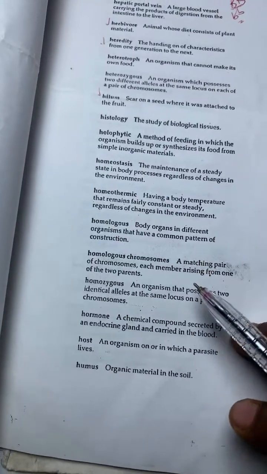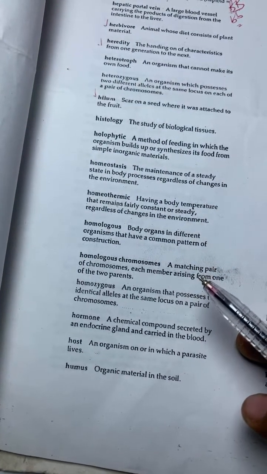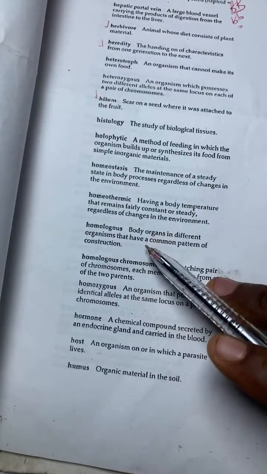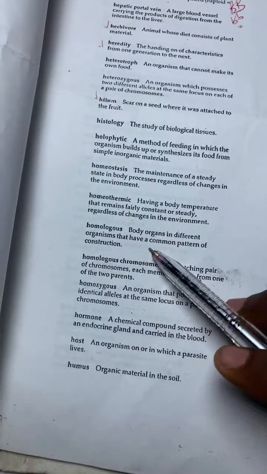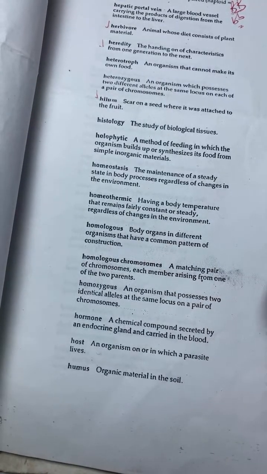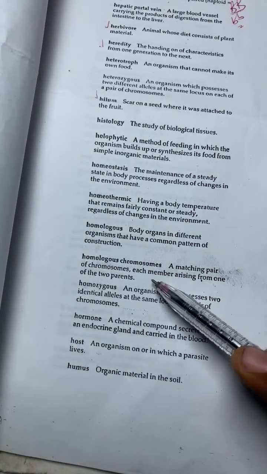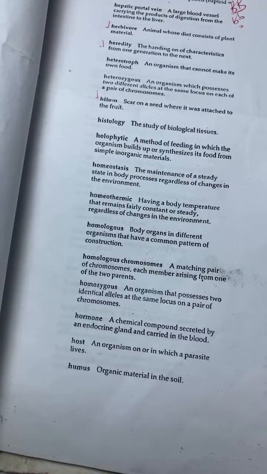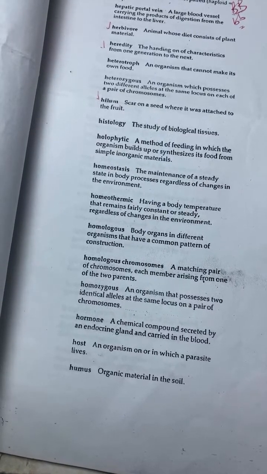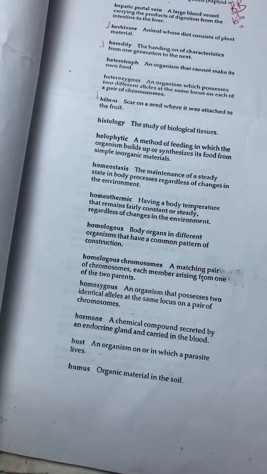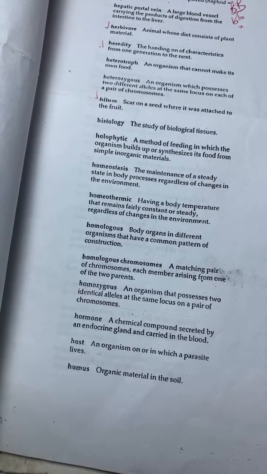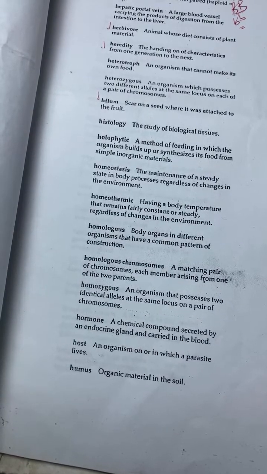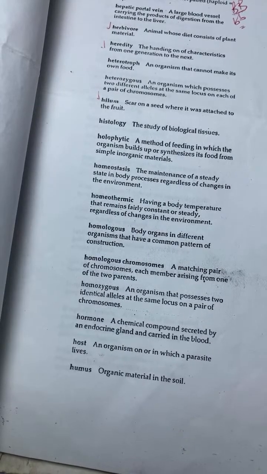Now we have homologous. When we're talking about homologous, we have what we call homologous chromosome. Okay, I'm glad you guys are following. Let's start from homologous: body organs in different organisms that have a common pattern of construction. But if we move to homologous chromosome, it's a matching pair of chromosomes, each member arising from one of the two parents. Each member arising from what? One of the two parents. Because for an organism to be formed, there must be two parents. So a homologous chromosome is a matching pair of chromosomes because each is contributed by each parent.